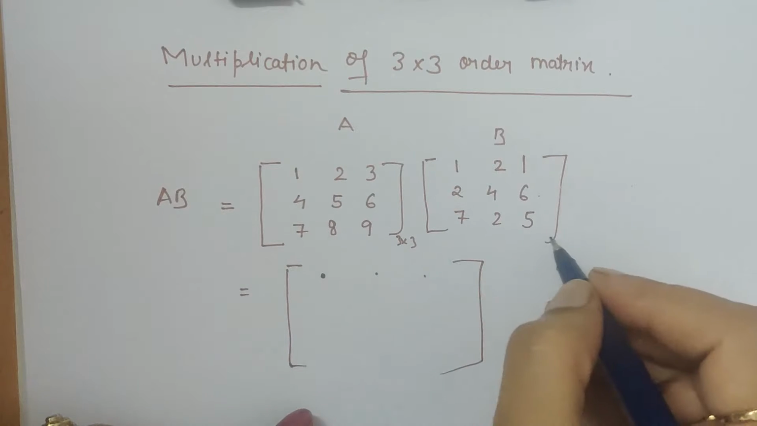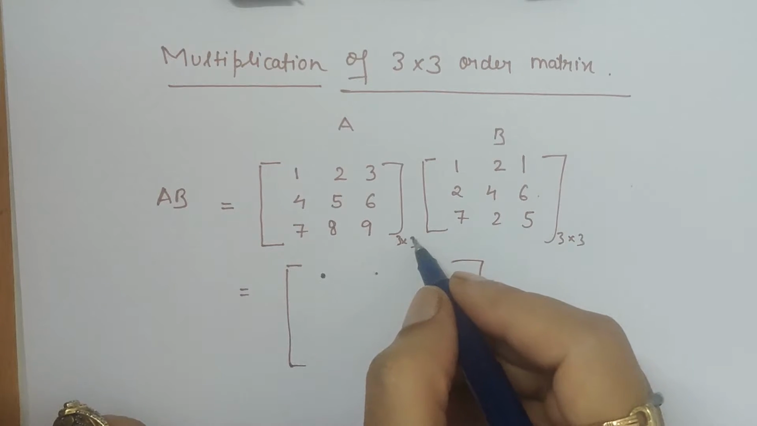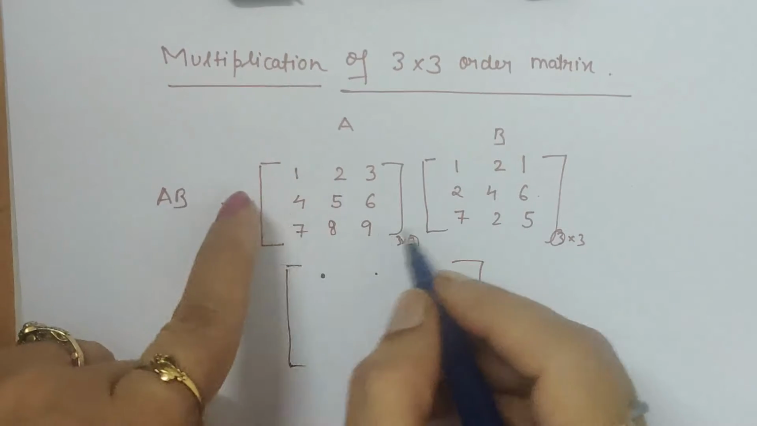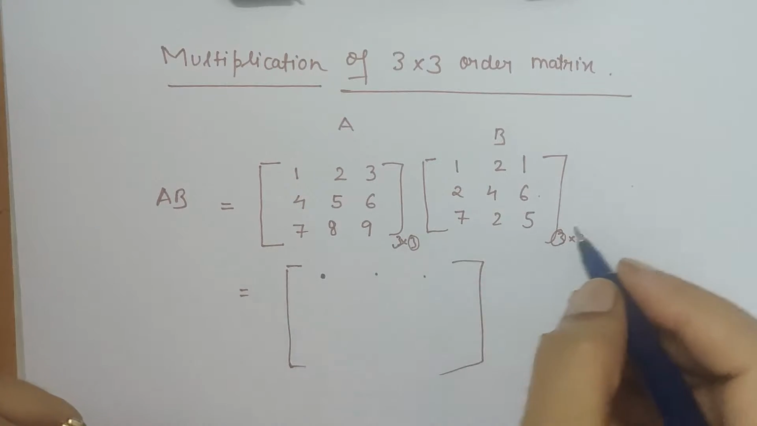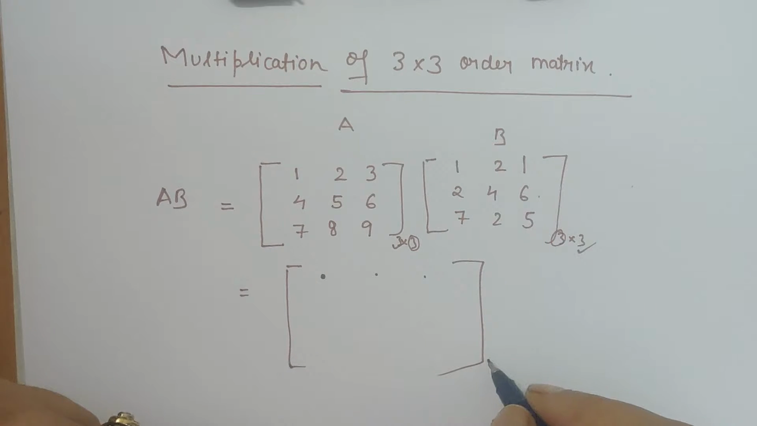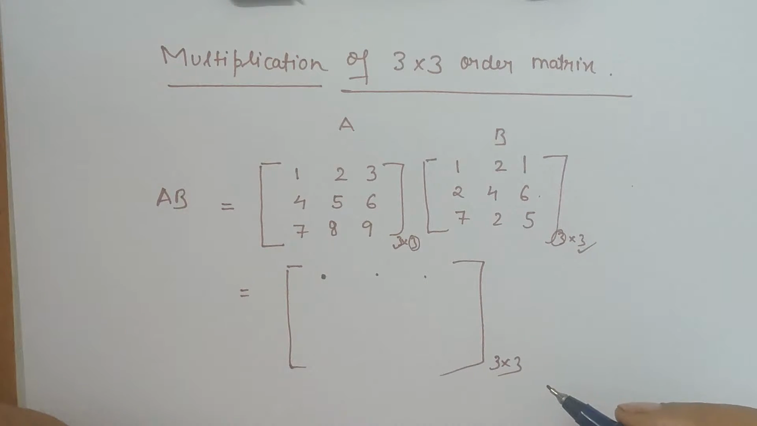This is of 3 by 3, this is of 3 by 3. Since these orders match, multiplication is possible as per the necessary condition, and the resultant matrix will be of the same order. So we will get a 3 by 3 order matrix.